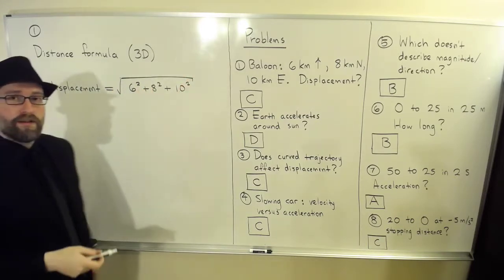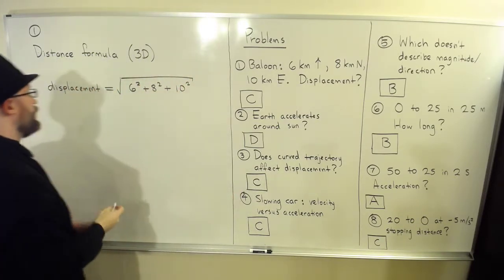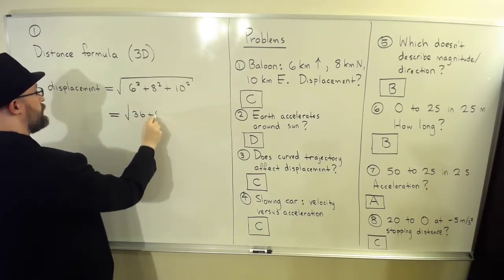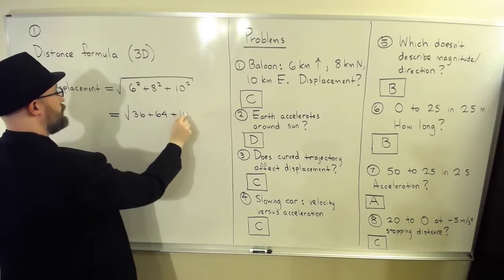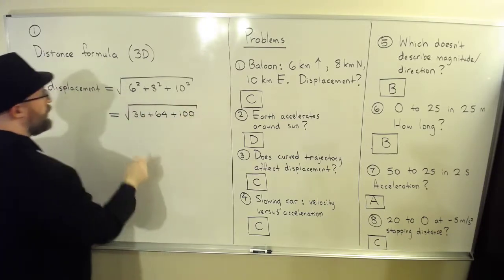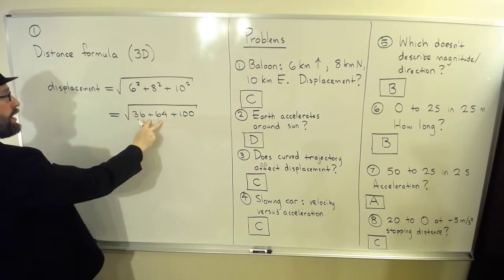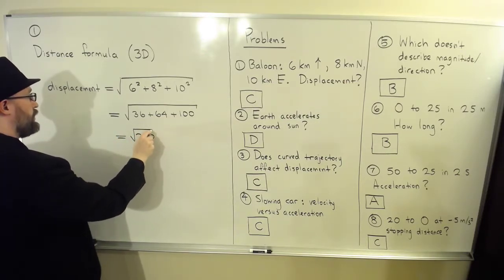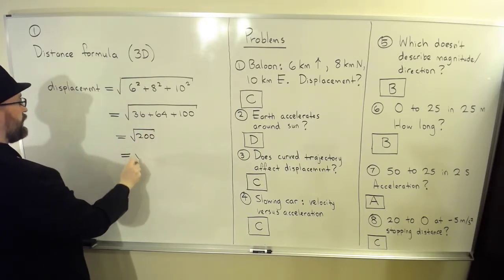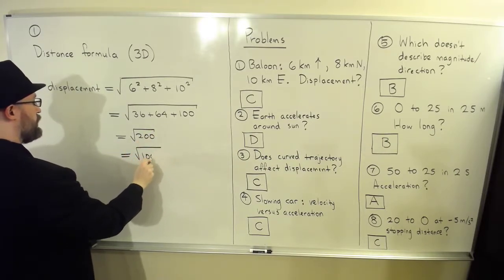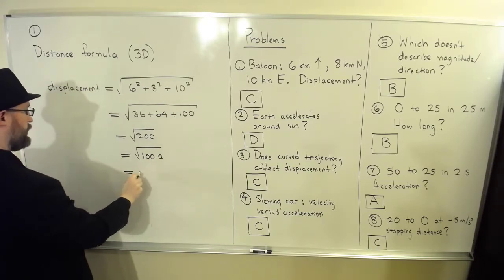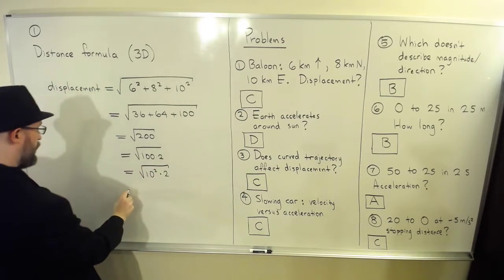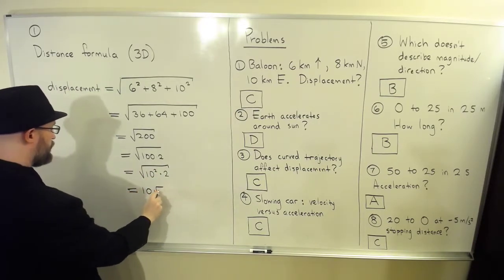This is like the Pythagorean theorem, except it's a three-dimensional thing. And so this would be the square root of 36 plus 64 plus 100. And of course, 36 plus 64 is 100, plus 100 is 200. So this is the square root of 200. Now, if I want to be cute, I can factor this into 100 times 2, which is 10 squared times 2, and then I can bring the 10 out and get 10 square roots of 2.